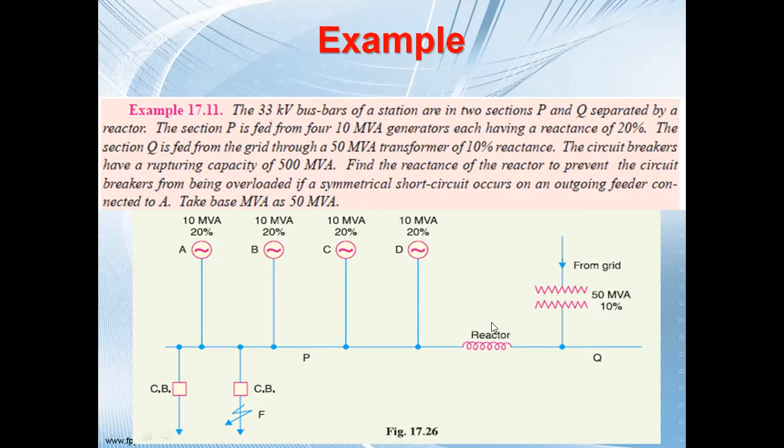So we need to calculate what should be the reactance of this reactor to prevent the circuit breakers from being overloaded if a symmetrical short circuit occurs on an outgoing feeder connected to A, and take base MVA as 50 MVA. It is given in the problem that base MVA you can choose 50 MVA. Now let us say the fault has occurred here. The circuit breaker has a short circuit capacity of 500 MVA. We need to calculate what should be the percentage reactance of this reactor.